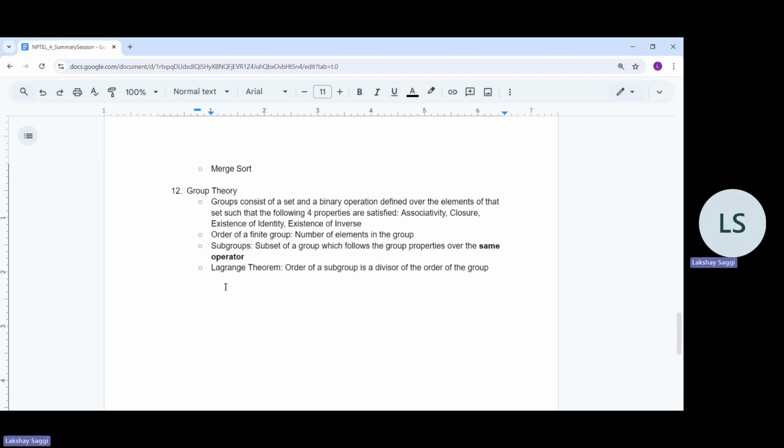And what does Lagrange's theorem say? It says that the order of a subgroup is always a divisor of the order of the group. Note that right now we are defining order only with respect to finite groups. So the number of elements in a subgroup will always be a divisor of the number of elements in the original group. This was one of the last things we discussed in this course, and there were problems we discussed regarding it.